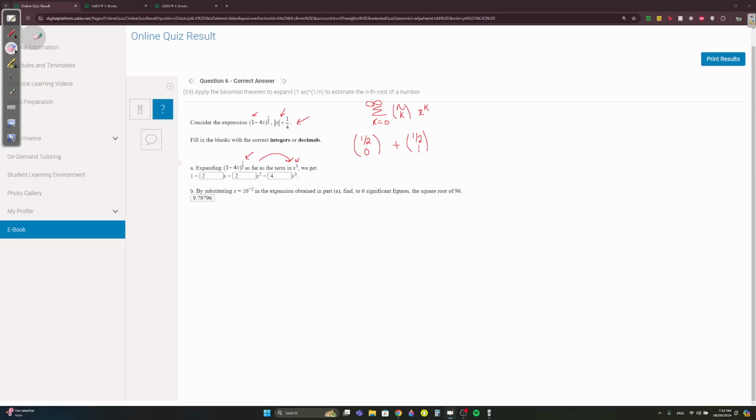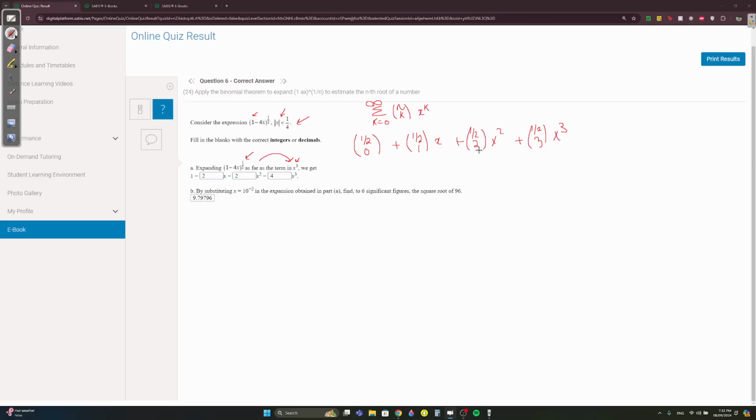So x is going to be to the power 1. Here it's x to the power 0, that's why I didn't write it. Here, 1 over 2 c2 x to the power of 2. Here, it's 1 over 2 c3 x to the power of 3.